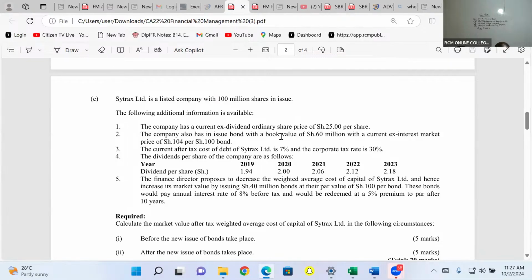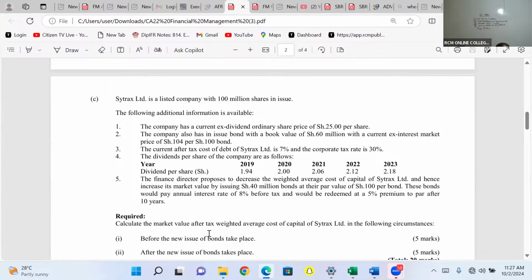Note 4, the dividends per share of the company are as follows. You can see the years 2019 to 2023 and the dividends per share there. And then note number 5, the finance director proposes to decrease the WACC of Citrus Limited and hence increase its market value by issuing 40 million shillings of bonds at their par value of 100 per bond. These bonds will pay an annual interest rate of 8% before tax and will be redeemed at a 5% premium to par after 10 years.